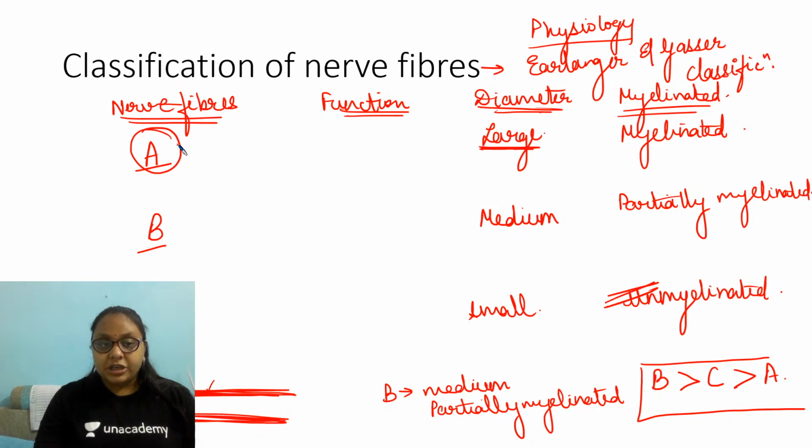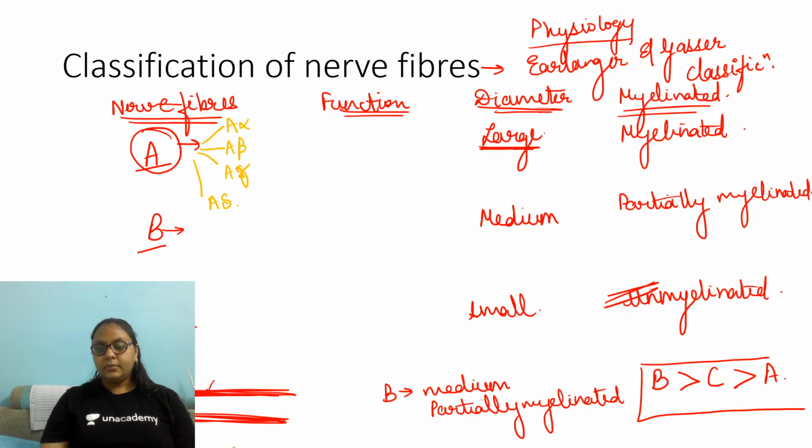Now, what are the functions? That is also very important. The A nerve fibers are in turn divided into 4 types. ये जो A nerve fibers हैं, the large nerve fibers, they are A alpha, A beta, A gamma and A delta.